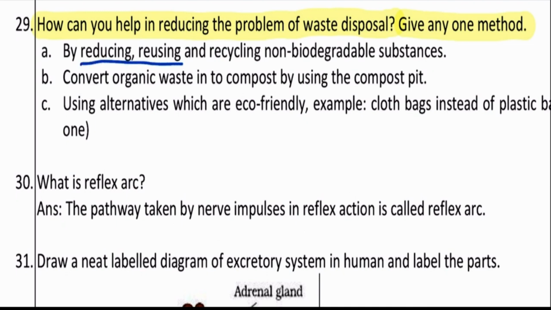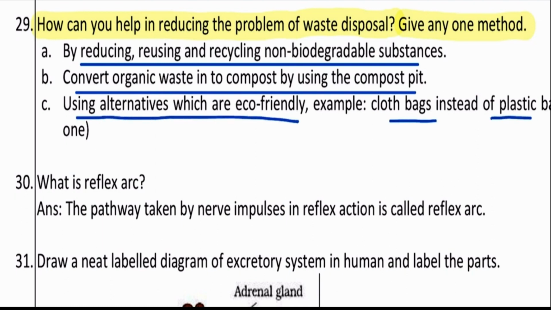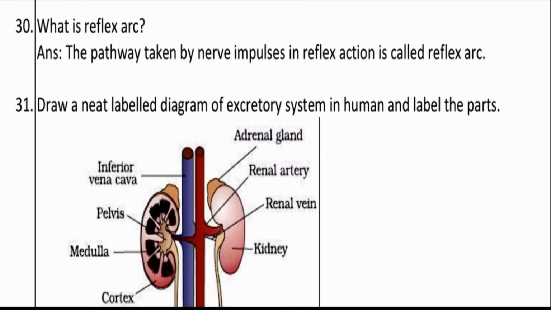By reducing, reusing, recycling and non-biodegradable substance. Convert organic waste into the compost by using compost pit. Using alternatives which are eco-friendly. Example, cloth bag instead of plastic bags. Write any one. Next question, what is reflex arc? The pathway taken by the nerve impulse in reflex action is called reflex arc.